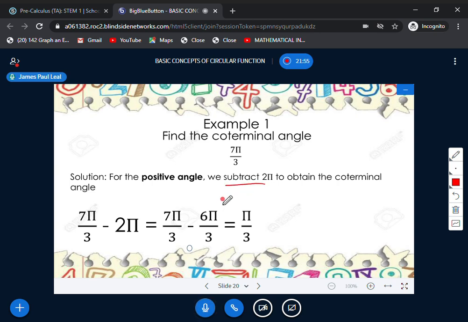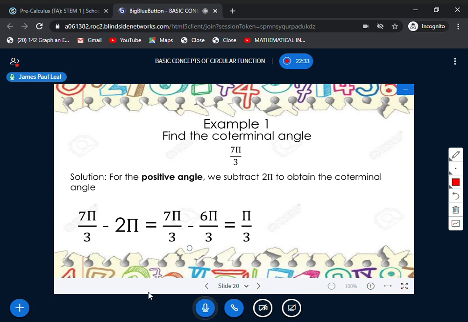Since ang given po ay positive angle, and we are looking for the negative, all you have to do is subtract 2 pi, which is equivalent to 360 degrees. So we have here 7 pi over 3 minus 2 pi. To find the coterminal angle, you just need to add 2 pi if you're looking for the positive angle, and subtract 2 pi or 360 degrees if you're looking for the negative angle.